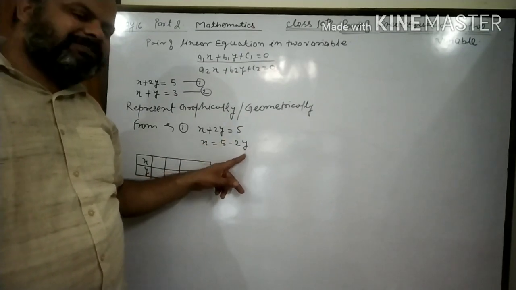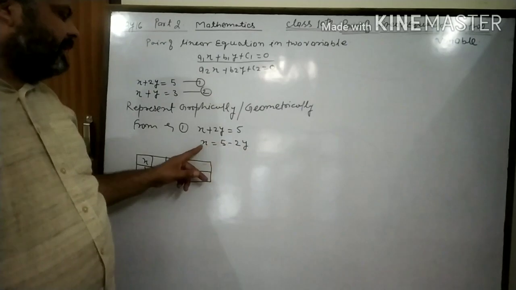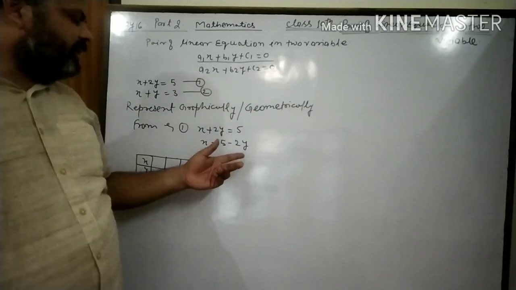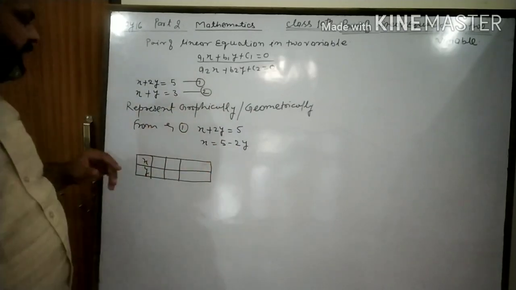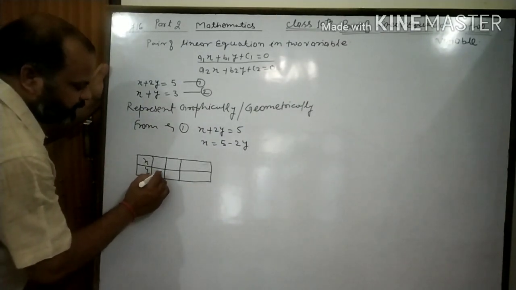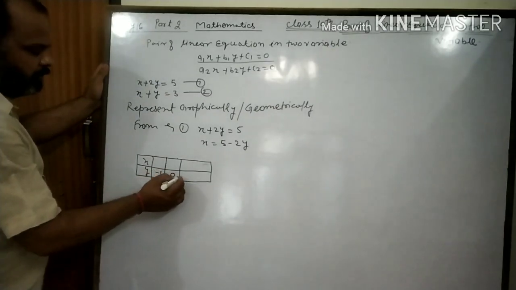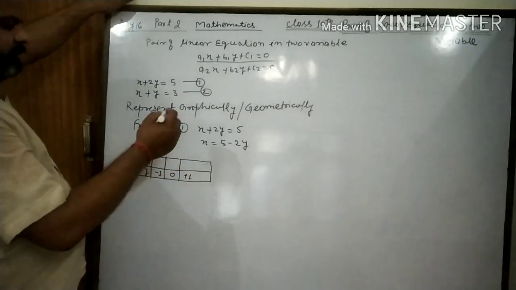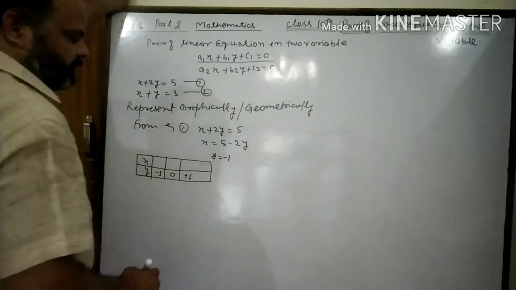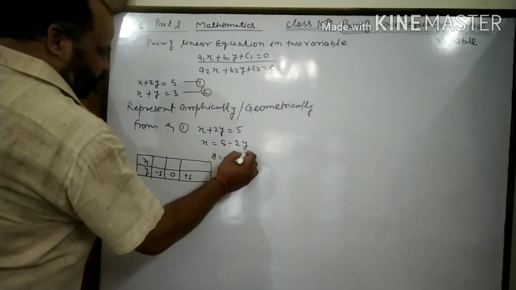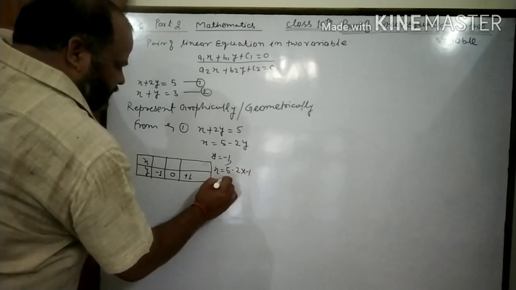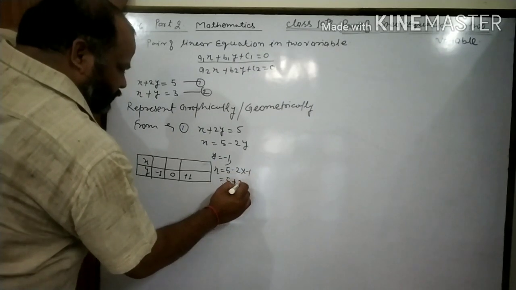Now this equation is in the form of y. It means here y is the independent variable and x is the dependent variable. It means if you put any value of y, then you get the corresponding value of x. Here we can put y is equal to -1, 0 and +1. Now if you put y is equal to -1, then x is equal to 5 minus 2 into -1.